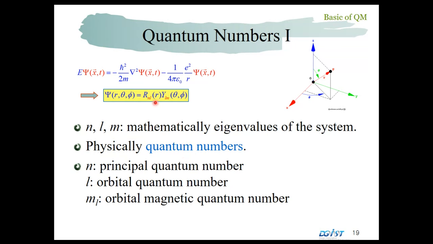So if you determine the eigenvalue, means the N, L, M values, you can specify these functions and you can obtain the wave functions. And here, N we call principal quantum number, L is the orbital quantum number, ML means the orbital magnetic quantum number. I'm going to explain more details of this.